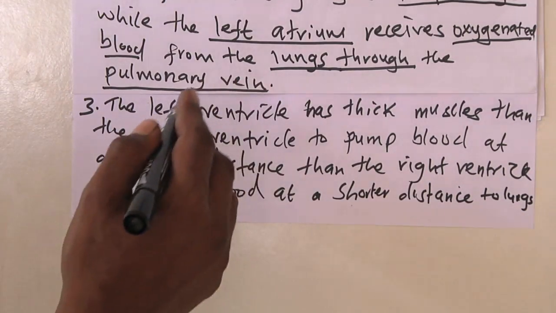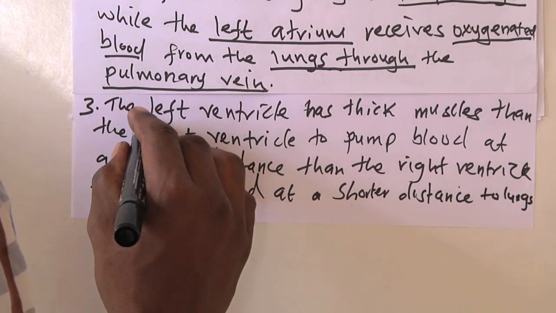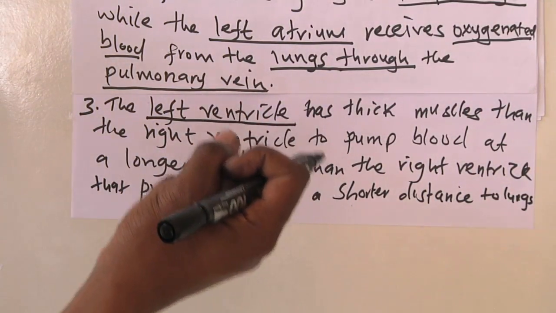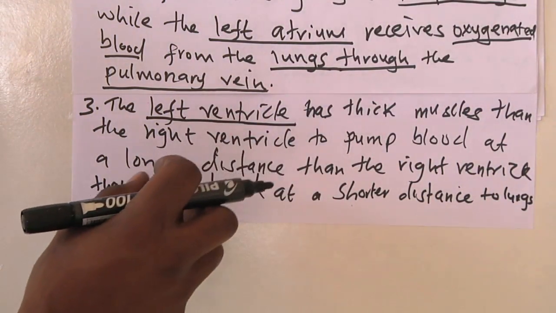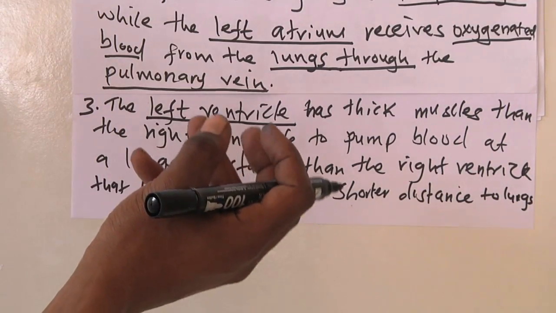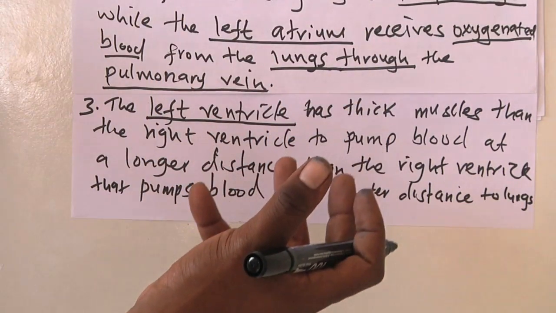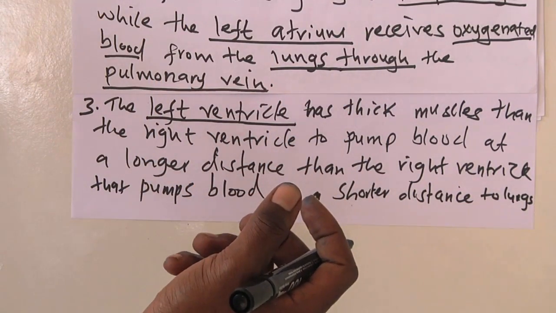And we're saying that this left ventricle, because it has thick muscles, has a very small volume as compared to the right ventricle, which has a bigger volume so that it can receive a lot of blood from all parts of the body.